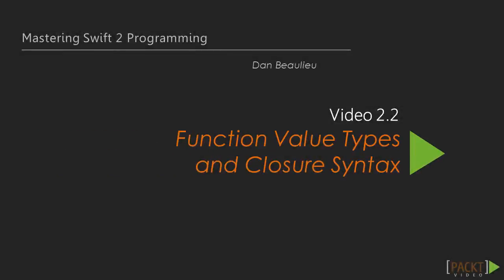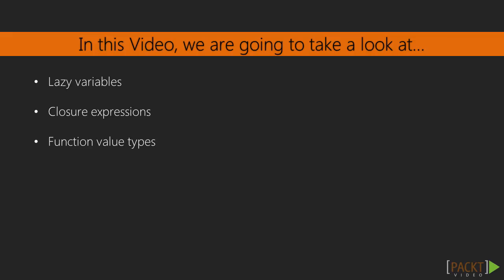In the previous video, we introduced Game of Life and began constructing our application. In this video, we're going to re-evaluate our life class's initializer. Along the way, we'll discuss lazy variables, closure expressions, and function value types.